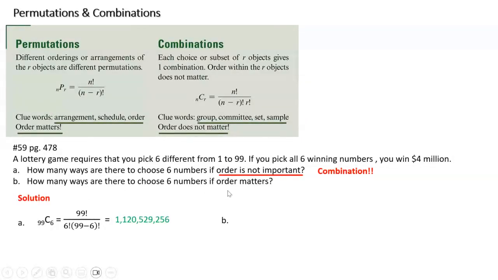Now for part B, the order matters, which means permutation. So it's going to be 99 permutation 6, which will give us 806,781,064,320. We notice when the order matters, it's going to be a lot more than when the order does not matter.